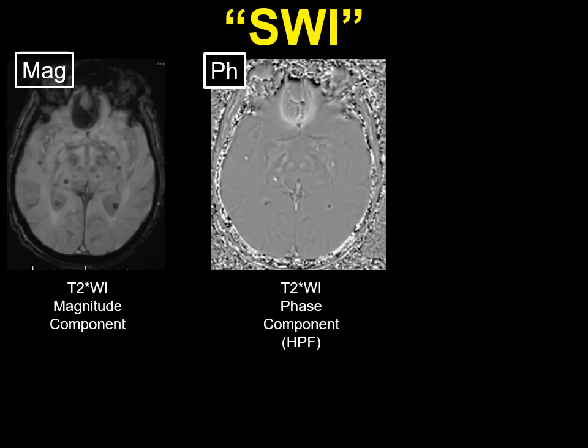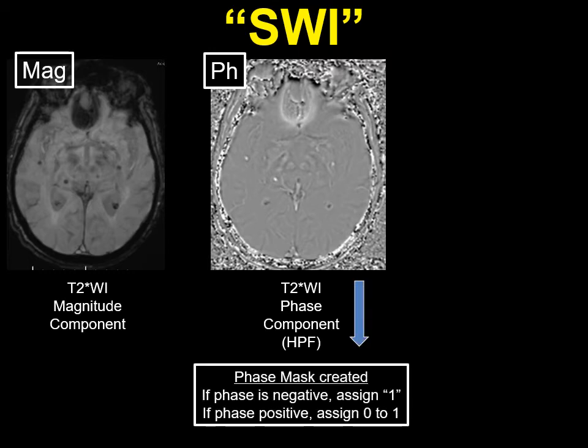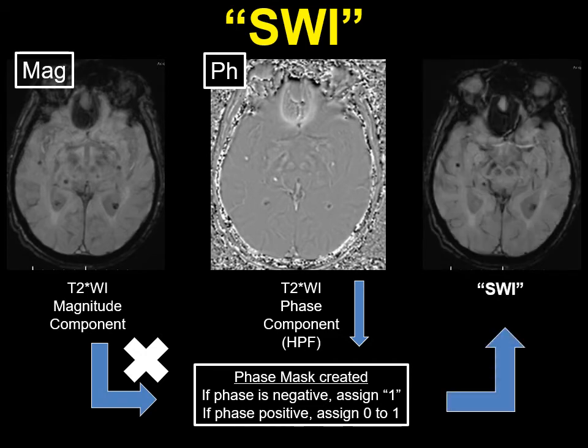So let's take a look at this. The magnitude image is shown on the left. The phase component of that image after the high pass filter is shown in the middle. A mask is created out of that phase component, and then the magnitude and phase components are multiplied on a voxel by voxel basis, and it creates what the vendor calls the SWI image, as shown on the right-hand side of this slide.